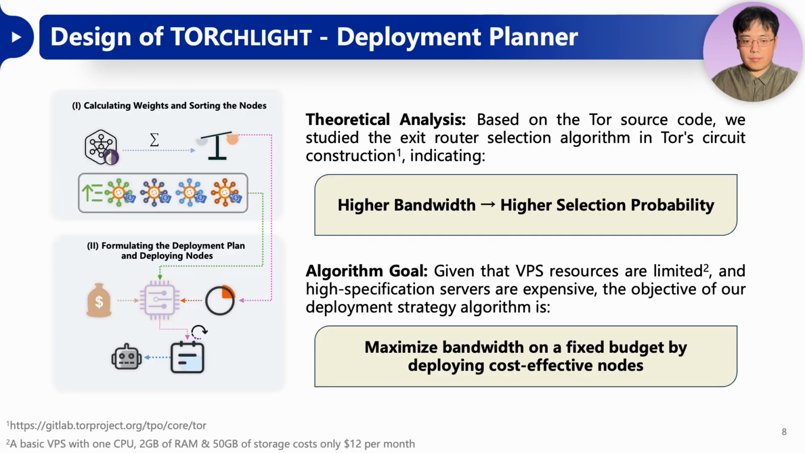Next is the deployment planner. Based on the source code, we studied the exit router selection algorithm, indicating that routers with higher bandwidth get higher selection probability. However, our relays are low bandwidth VPS. This means our relays naturally have a lower chance of observing attacks.